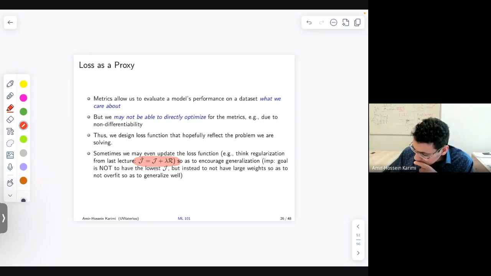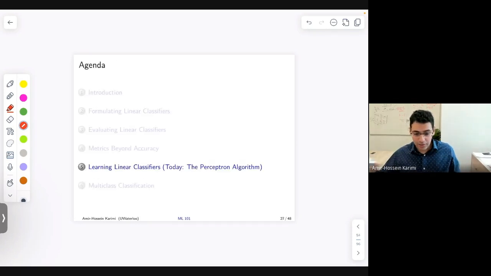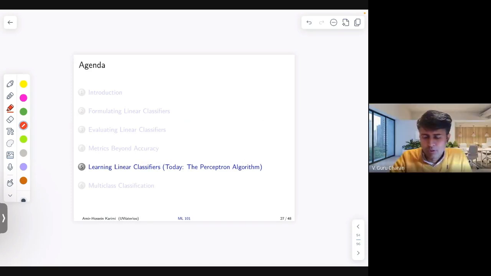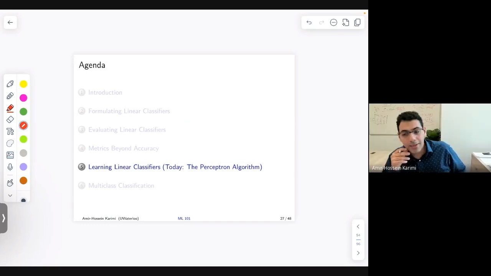So any questions before we talk about the perceptron algorithm? Yes, Guru. Is there any metric to determine whether a data set is balanced or imbalanced, or is it just heuristic? Is there a metric to determine the imbalance in a data set?